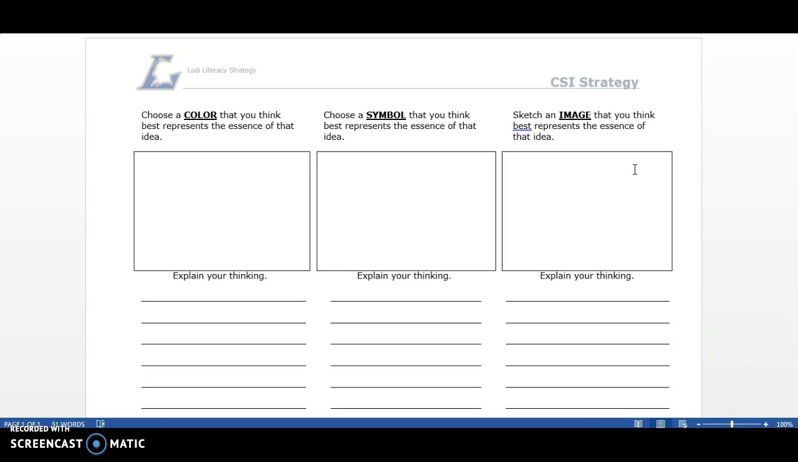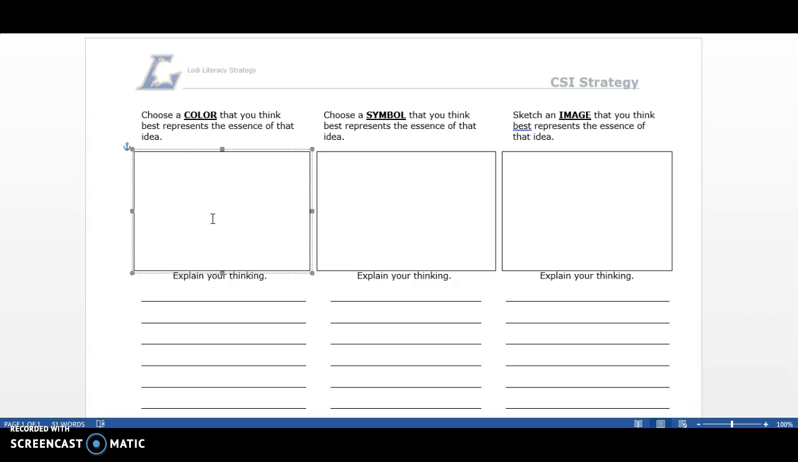Again, feel free to adapt this activity. I've done it with students where, if you have a plethora of words that you are introducing at one time, anything over 10, I've adapted this to be just the color strategy, where they think of the color that is associated with whatever that term is, how they're going to remember it, and that explain your thinking piece.